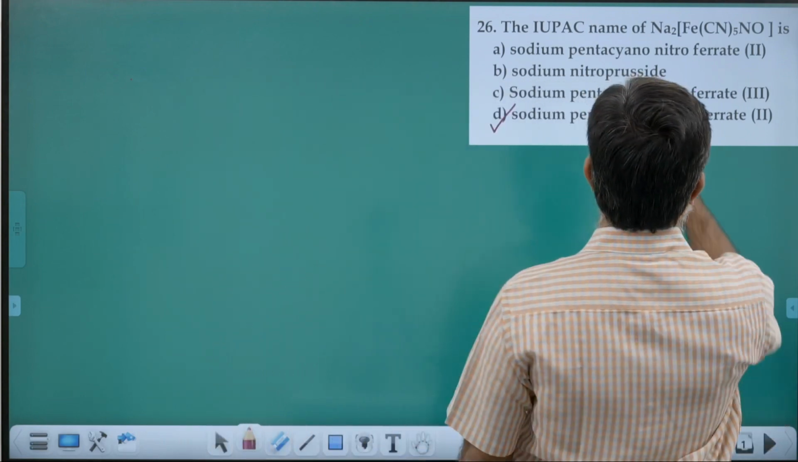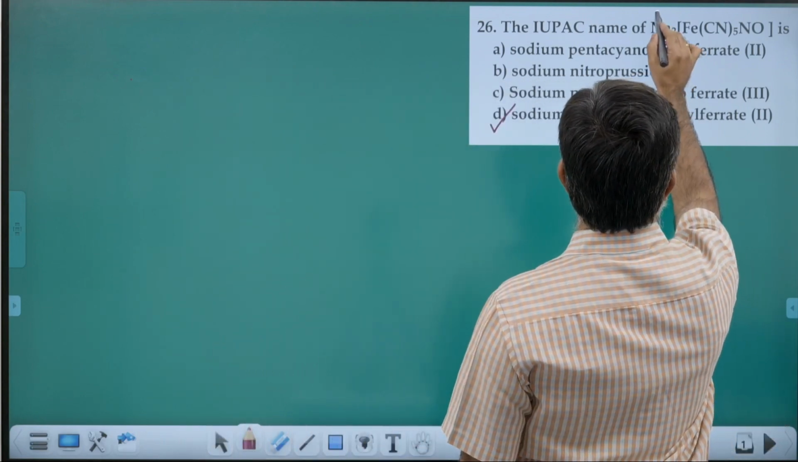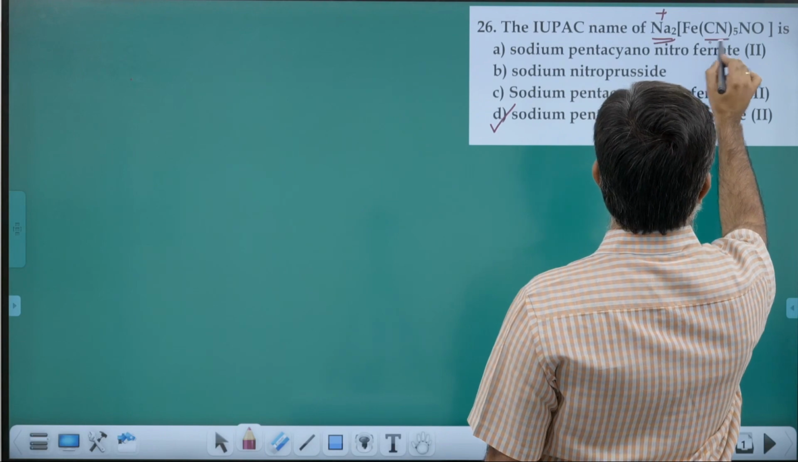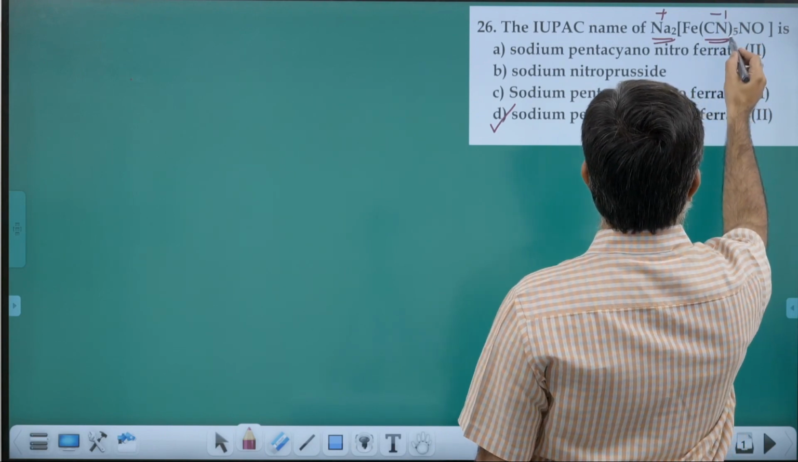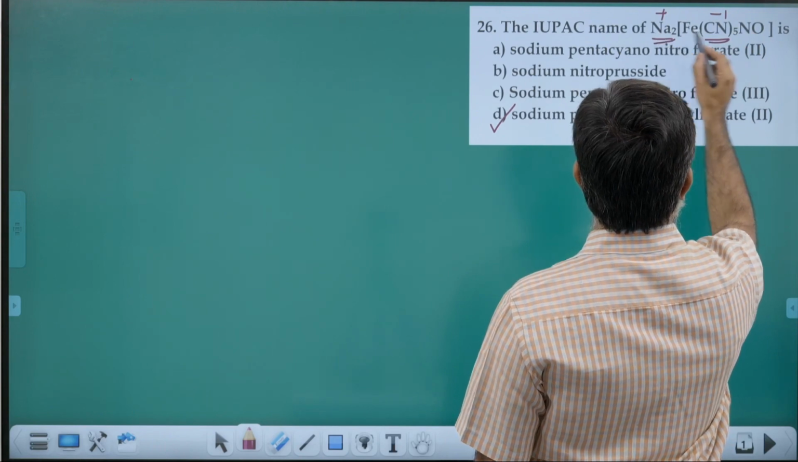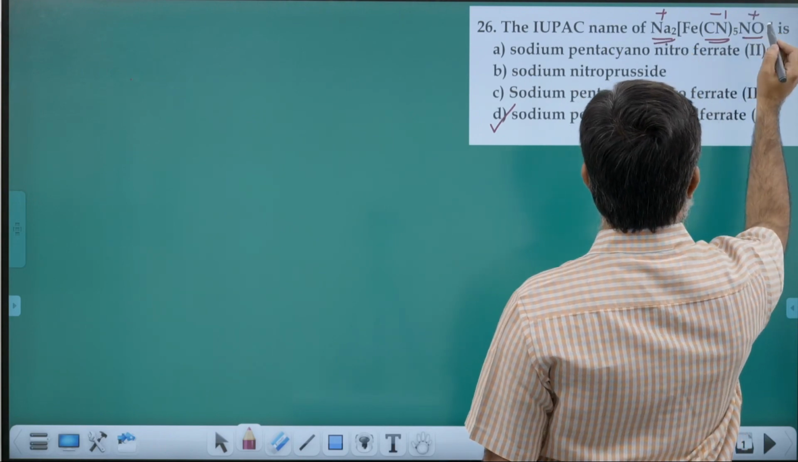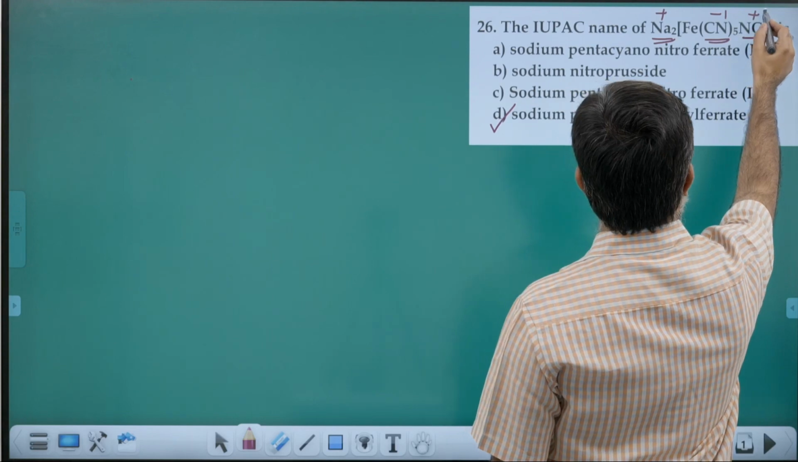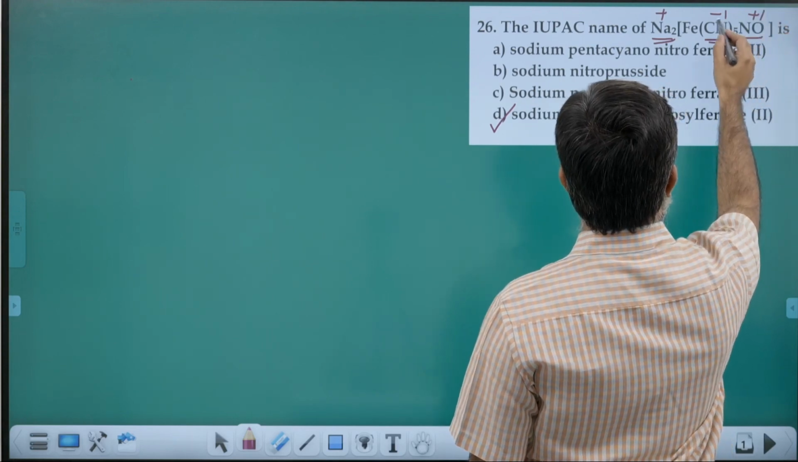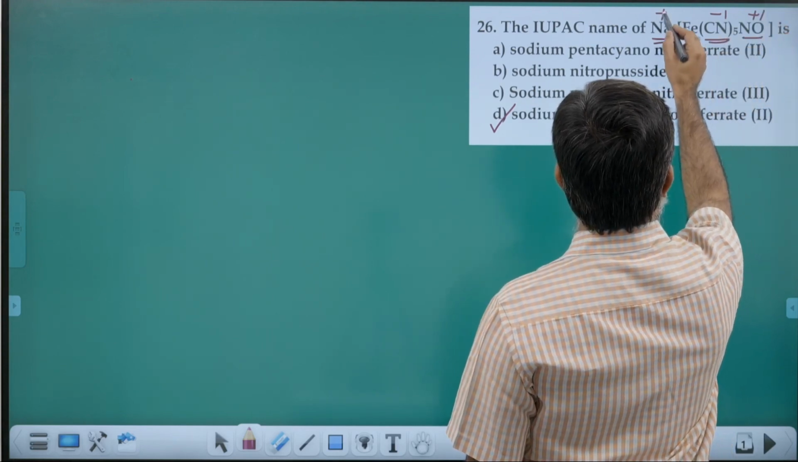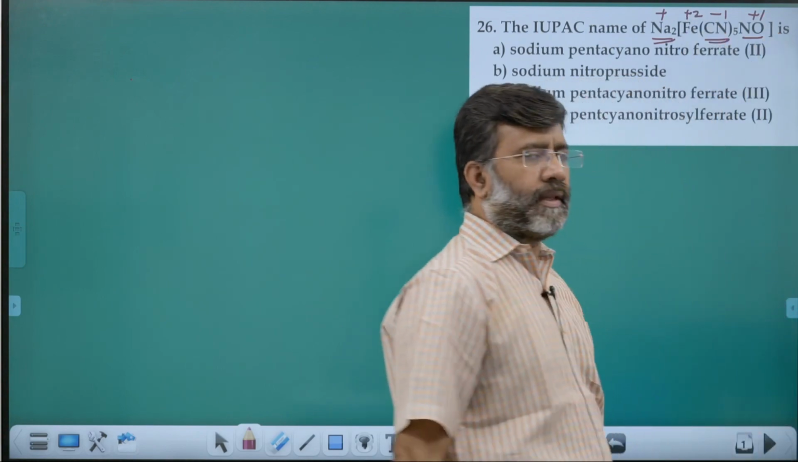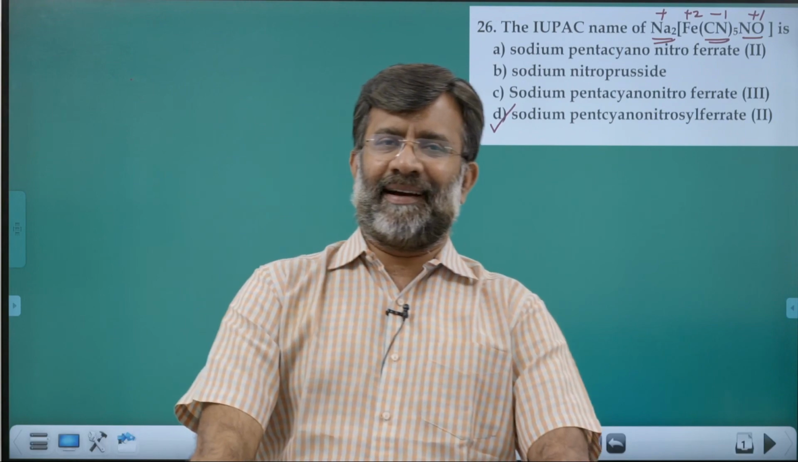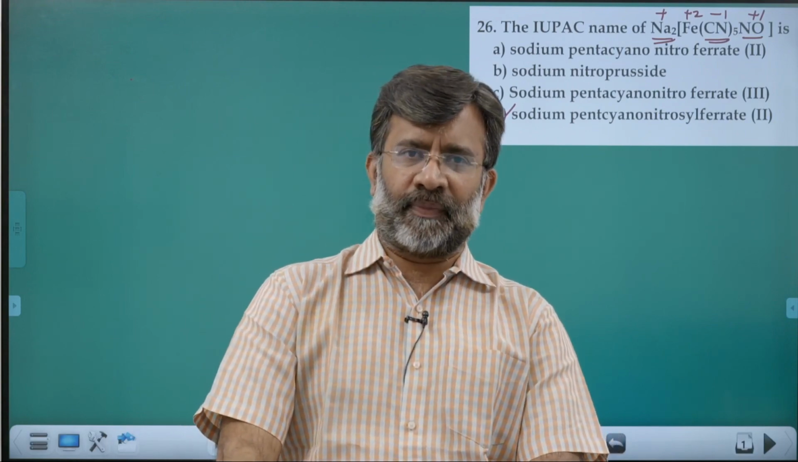How is it ferrate 2? Here it is 2 positive charge. Here it is 5 negative charge. So 5 with plus 2, 3, and this is also a positive charge in the complex. This is positive. So it is minus 5. Here it is plus 2 plus 3. So this will be the plus 2 state. Iron will be in the plus 2 state.